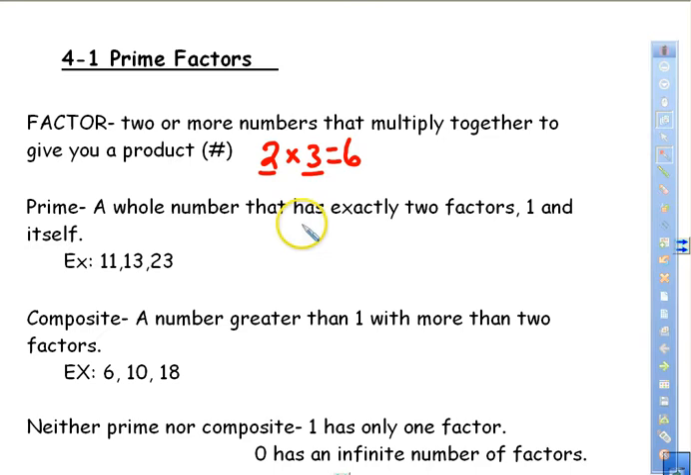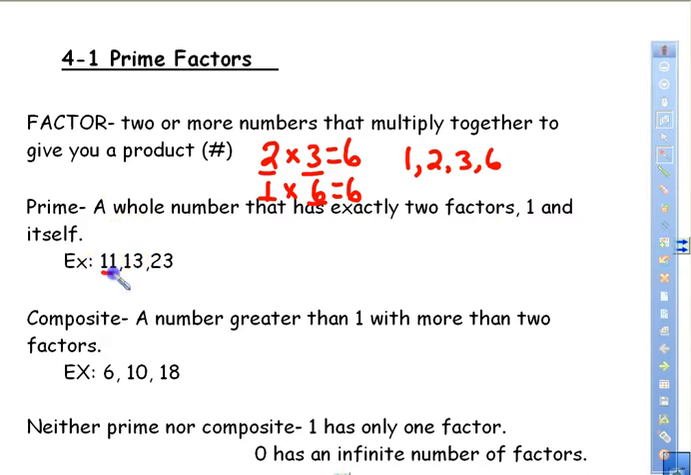There's also two other factors of 6, which would be 1 times itself, also equals 6. So my factors for 6 are 1, 2, 3, and 6. All of these numbers that are underlined, those are factors. Prime, again, is a whole number that has exactly two factors, 1 and itself.